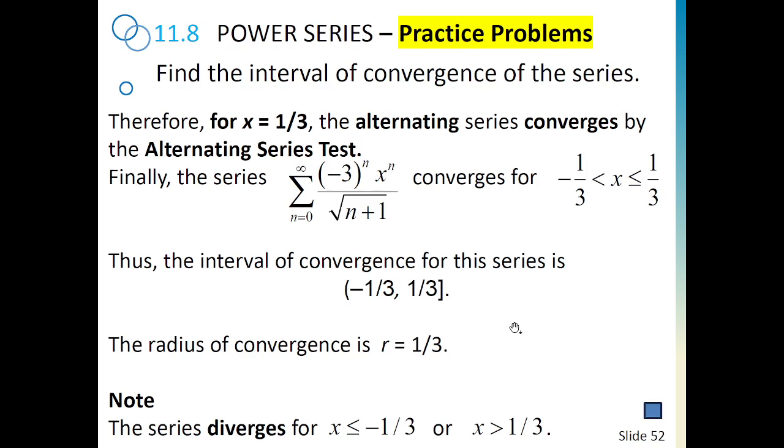Again, the radius of convergence remains the same regardless of whether one or both of these endpoints are included or not. The radius here is obviously 1/3. It's half the length of the interval. And the series is divergent, obviously, for all values of x outside of this interval. So for anything strictly bigger than 1/3, and anything smaller or equal to negative 1/3, the series would be divergent.